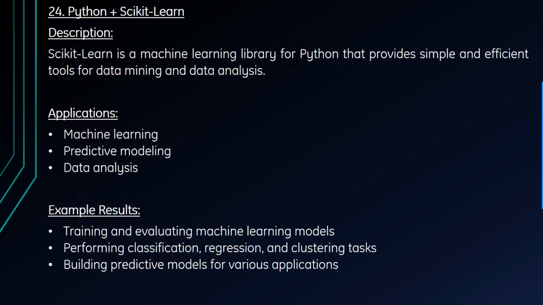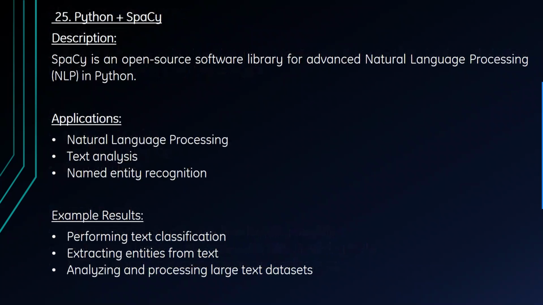Moving on, we have Scikit-learn. Scikit-learn is a machine learning library for Python that provides simple and efficient tools for data mining and data analysis. This also is very largely used almost everywhere. And what are the applications? We have machine learning, predictive analysis, and data analysis. So what are the examples? For training and evaluating machine learning models, performance, classification, regression, clustering tasks, building predictive models for various applications.